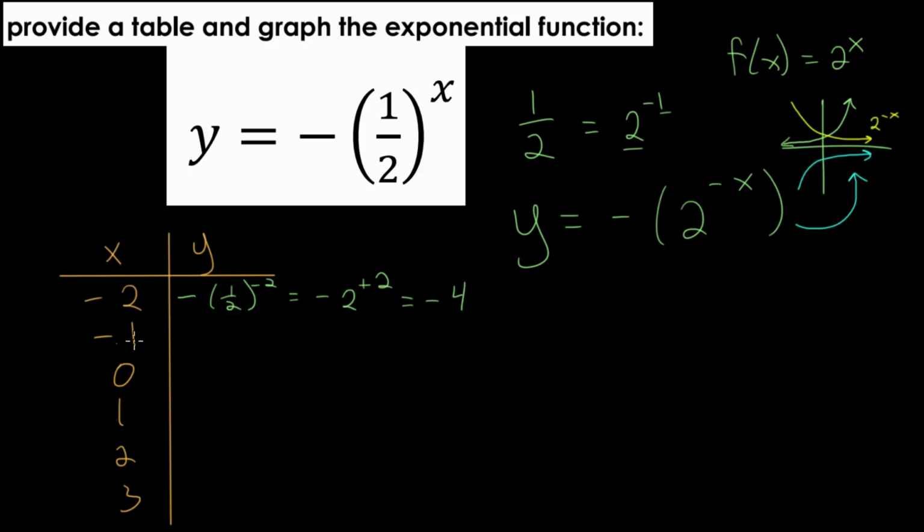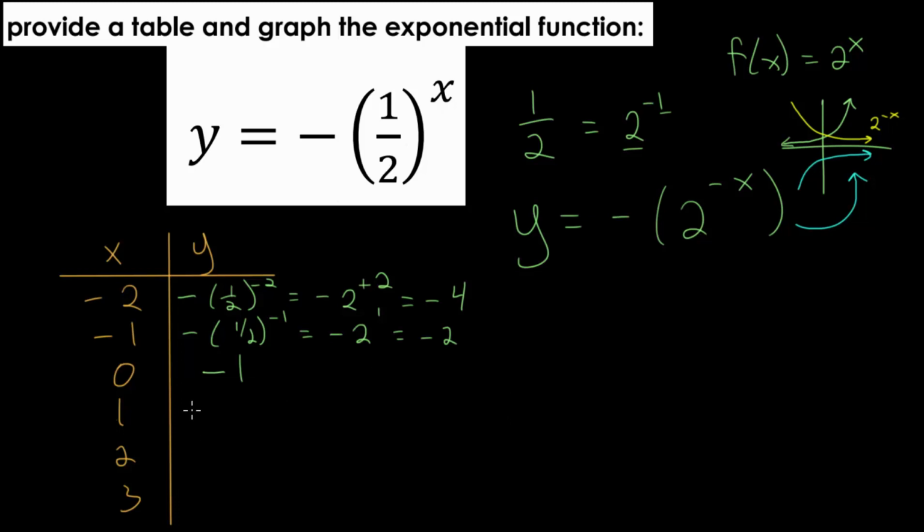Now, moving on to an x value of negative 1. We plug that in for x. We get minus 1/2 raised to the minus 1 power. Again, we will flip this fraction and make the exponent positive. So this will just be minus 2 to the first power, or negative 2. And when we plug in 0, anything raised to the 0 power is just 1. So this is just negative 1.